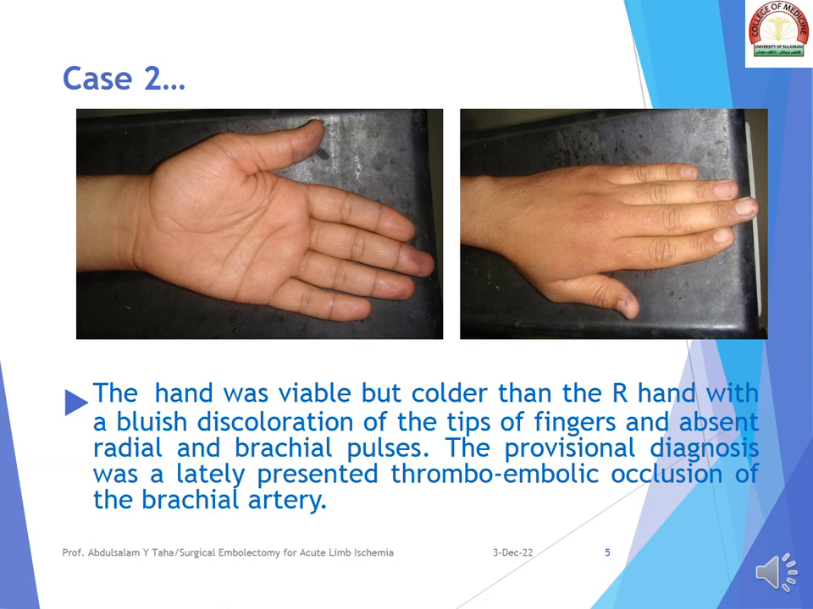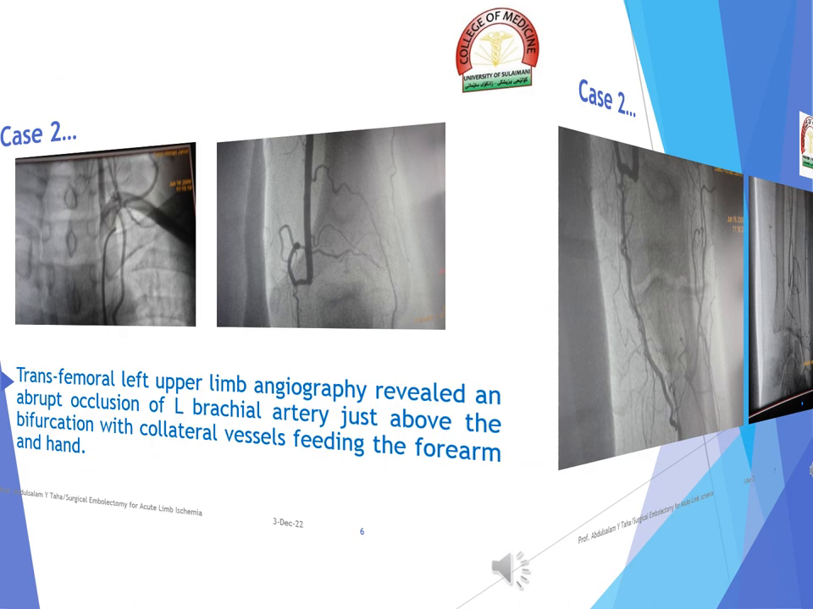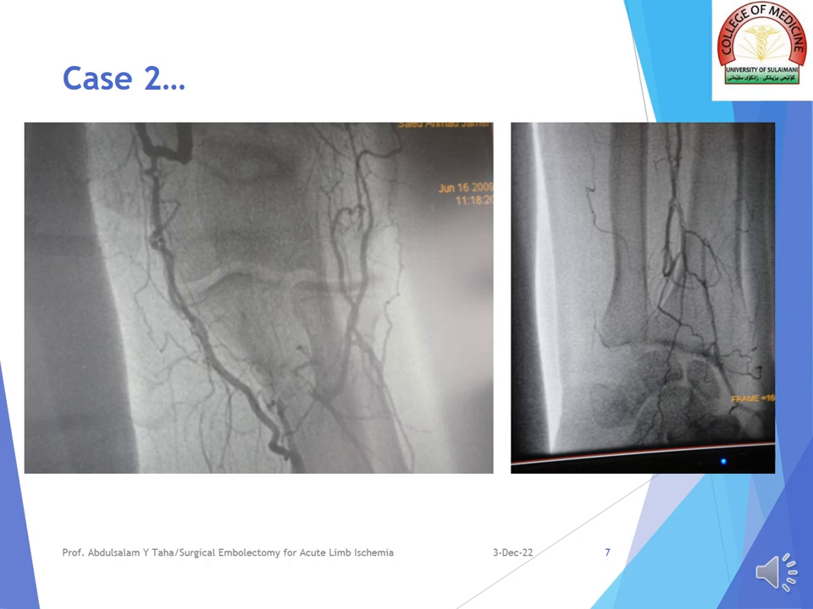Transfemoral left upper limb angiography was performed and revealed an abrupt occlusion of the left brachial artery just above the bifurcation, with collateral vessels feeding the forearm and hand. So here we can see the occlusion of the brachial artery and the abundant collaterals.